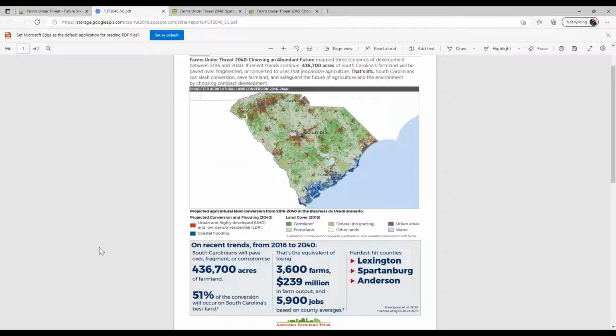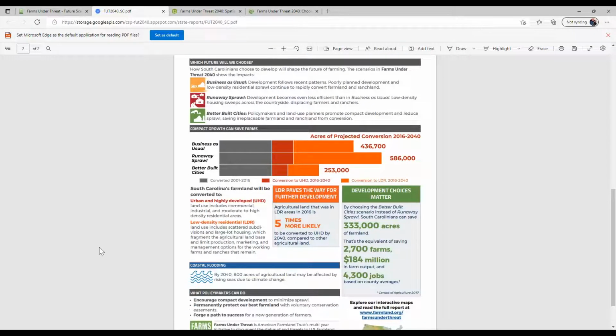When we look here, then we also include the top 3 hardest hit counties. These are the counties where the conversion is most pronounced. And Billy and Beth are going to zoom us into those in just a minute. Let me just show you that on the second page of this state summary, there is more information, again, the breakdown between low density residential and urban and high density development, that 5 times more likely. And again, looking there in the green, is what could be different if South Carolina focused more on trying to reduce the conversion of land and to minimize the impact on its most productive farmland.